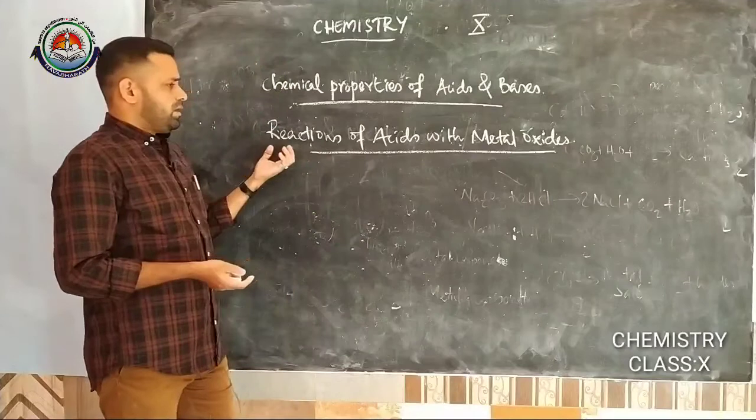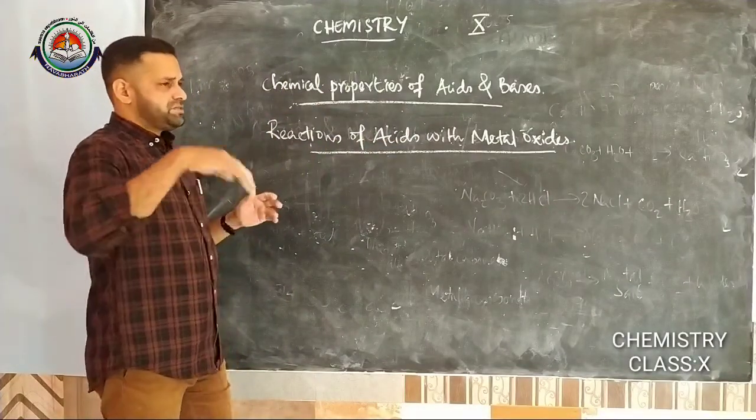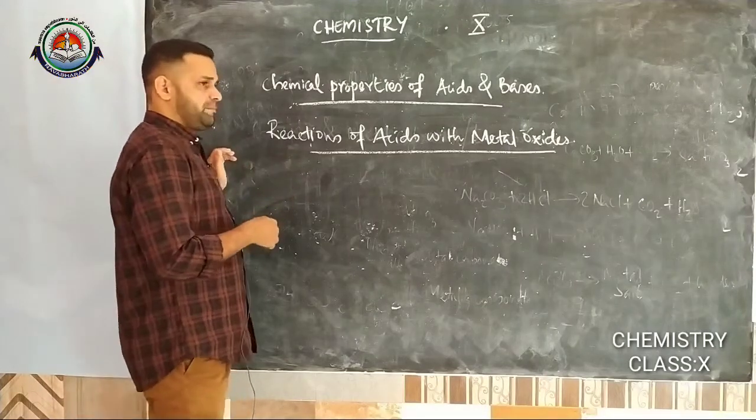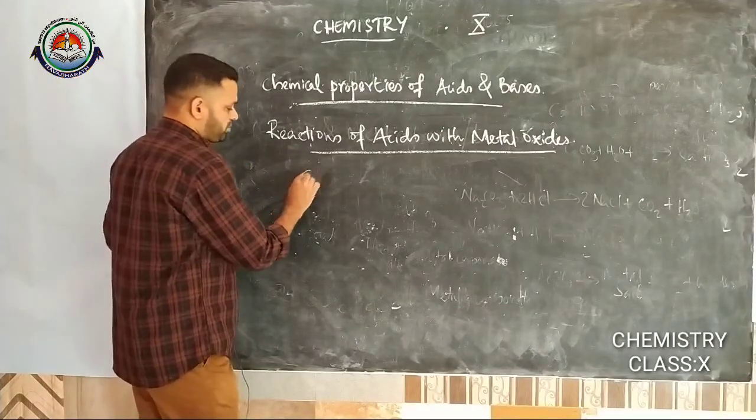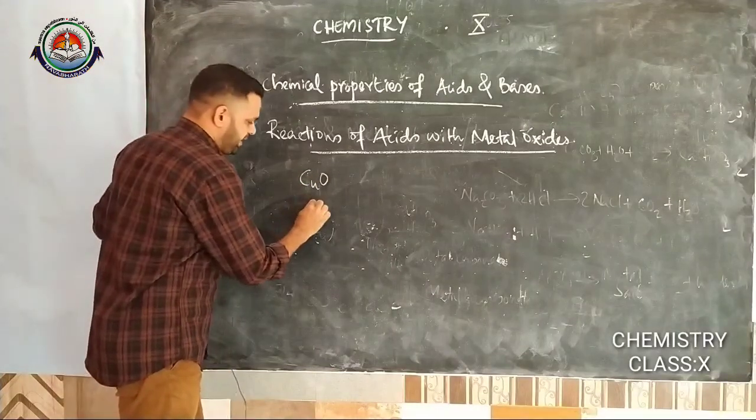So metal oxides are basic in nature. Here we take another metal oxide, for example, copper oxide. Copper oxide is black in color.